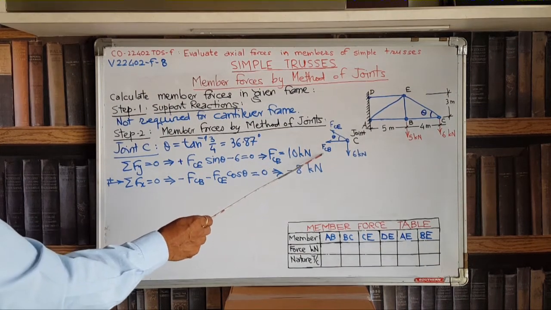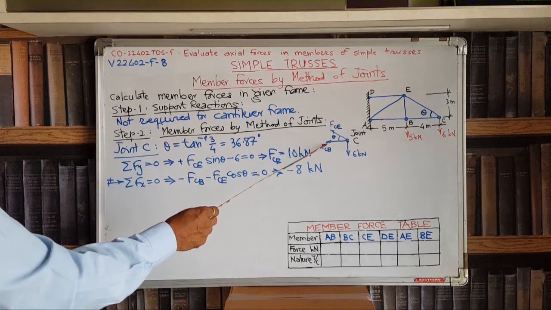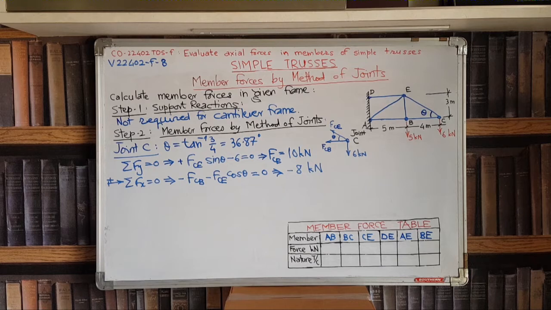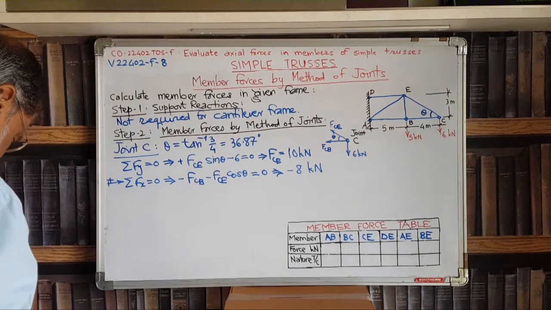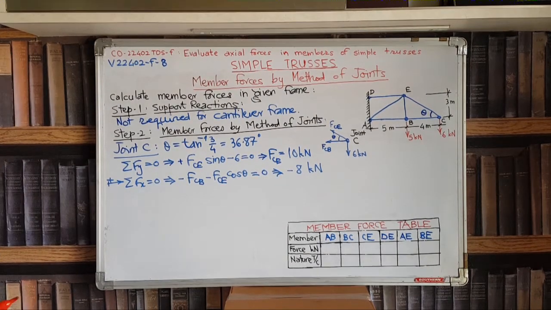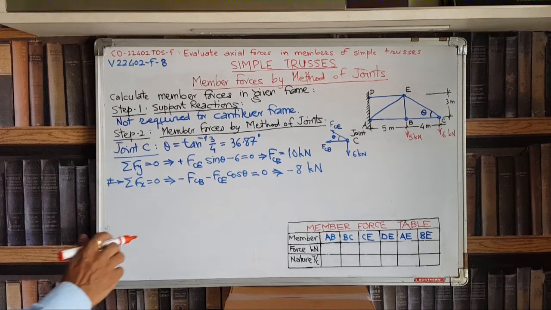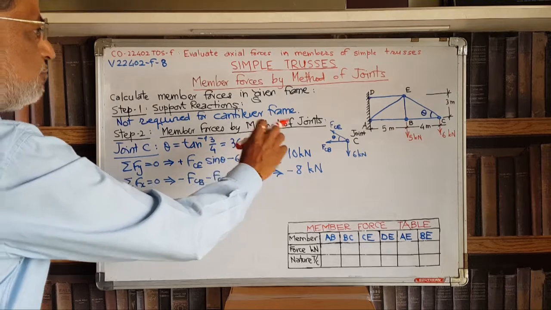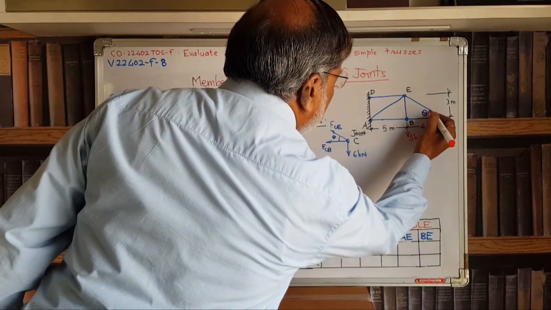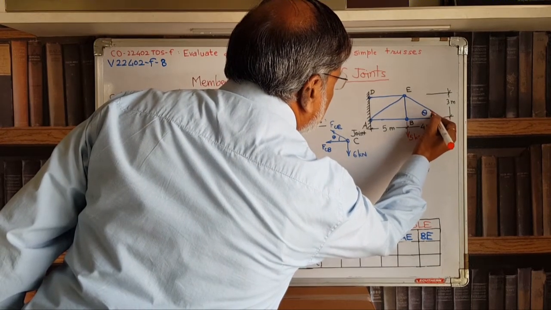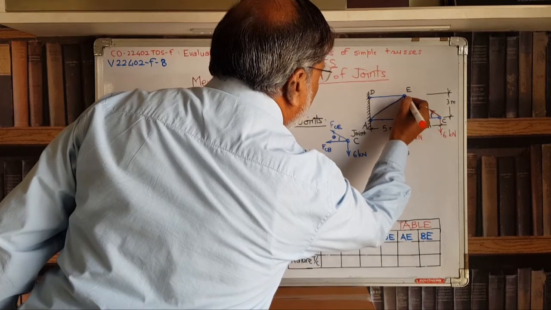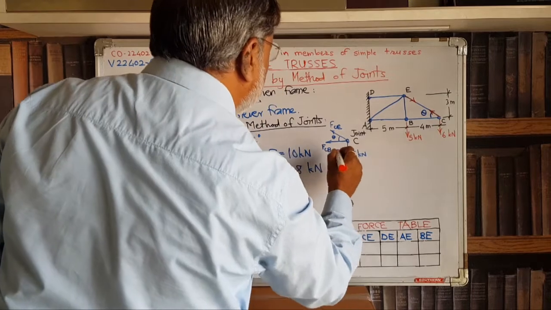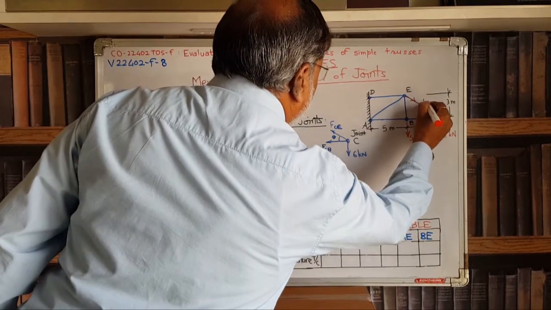The meaning of the minus sign is that this assumed direction is wrong. It should have been towards the joint. So we will make this correction while drawing the directions in the diagram. So let us look at the diagram. FCE is plus 10 and away from the joint. So this FCE will be drawn like this, so that its counterpart is drawn like this, and the magnitude is 10 kilonewton.